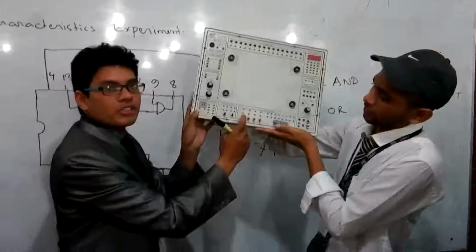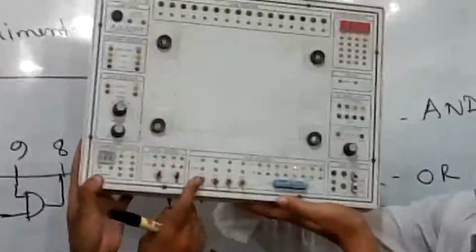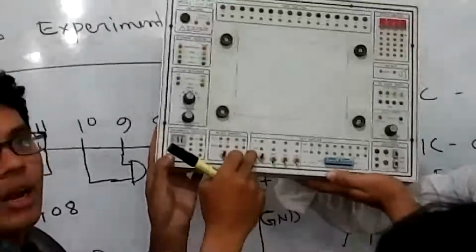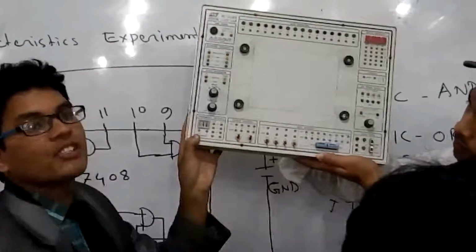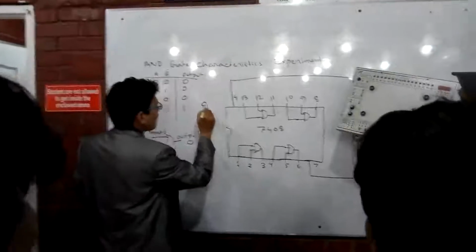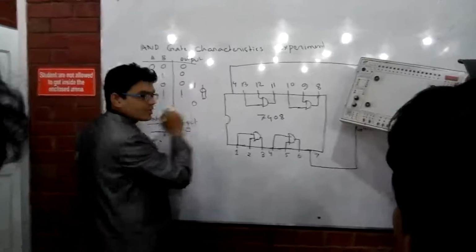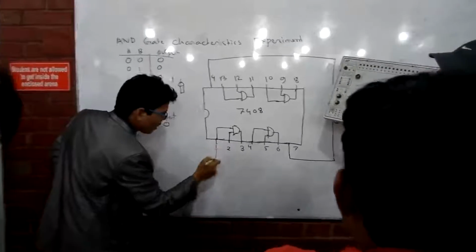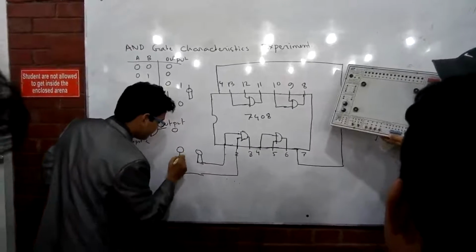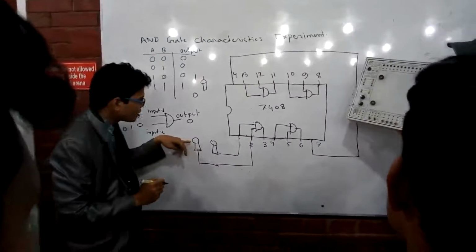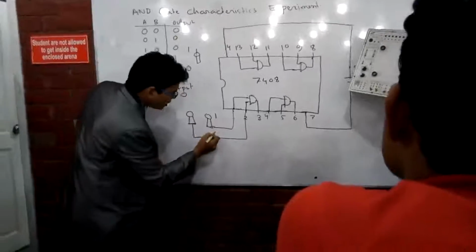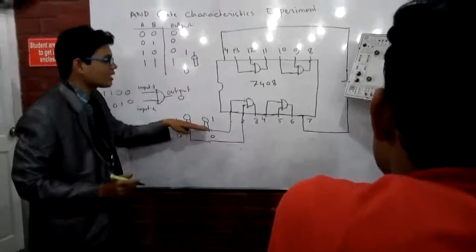These are different logic switches. Right? These are called logic switches. Once you push one up, it makes 1, and once you push it down, it makes 0. You understand? Yes. Let us connect pin number 1 and pin number 2 with 2 different logic switches. Once we push a switch up, it will be 1, and once we push it down, it will be 0. That is how we can give different inputs.